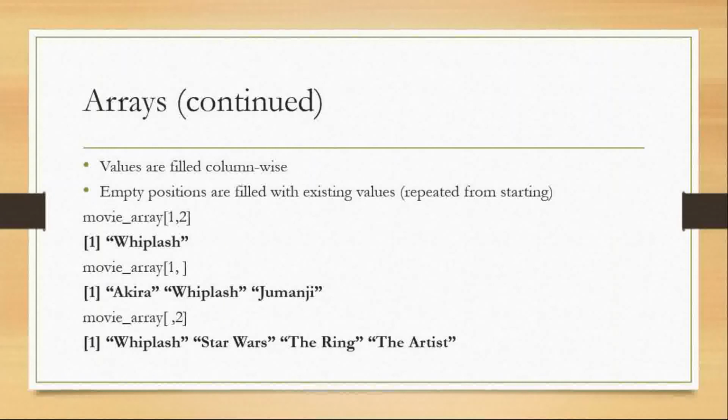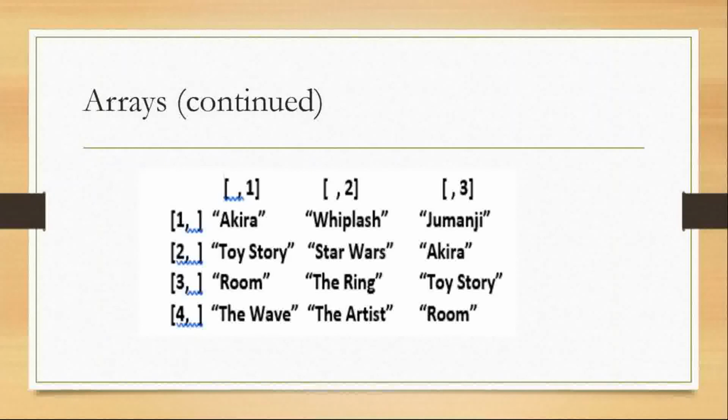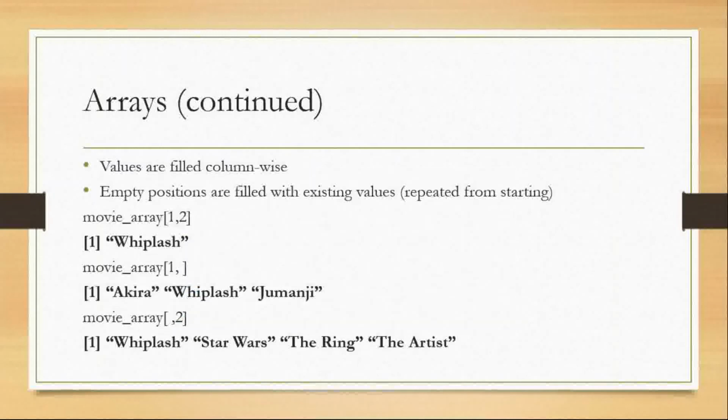We can also display the output for just a row or just a column. Movie array of 1 means, the first argument is row and the second argument is column. So 1 represents the first row, and since the column part is left blank, all the values in the first row will be displayed. We have Akira, Whiplash and Jumanji in the first row.